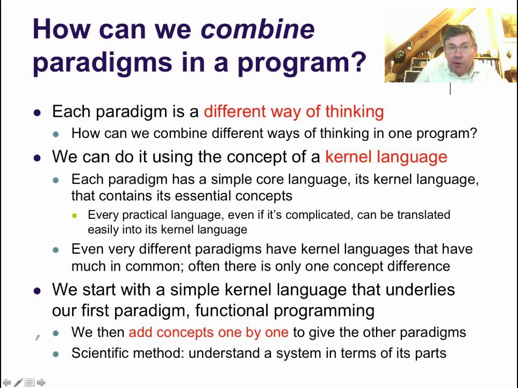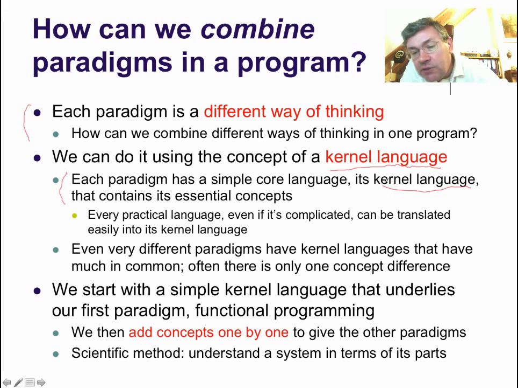Okay? So we get then to the second question, which is how? How can we combine different paradigms in one program? Any realistic program needs to solve different problems, so it needs different paradigms in different parts. Each paradigm is a different way of thinking. How can we combine different ways of thinking in one program? Well, the approach that we will use is called the kernel language approach. In our research we find that each paradigm has a simple core language, called its kernel language, that contains the essential concepts.